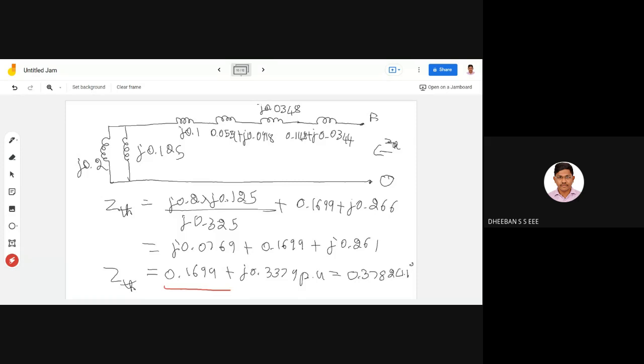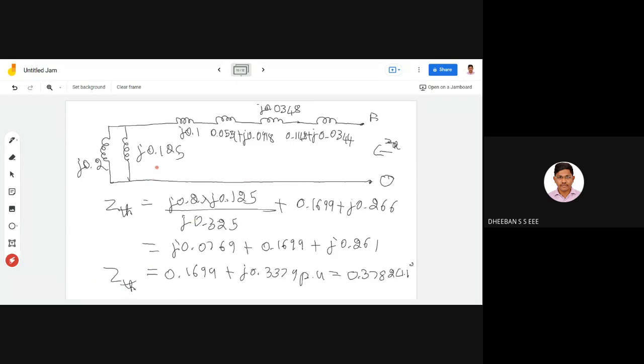Okay, you have to convert this rectangular form into a polar form. If you're converting into a polar form, you'll be getting around 0.3782 at an angle of 1.1 degree. Okay, so this is what corresponds to your ZTH. This is the Thevenin impedance for this circuit.